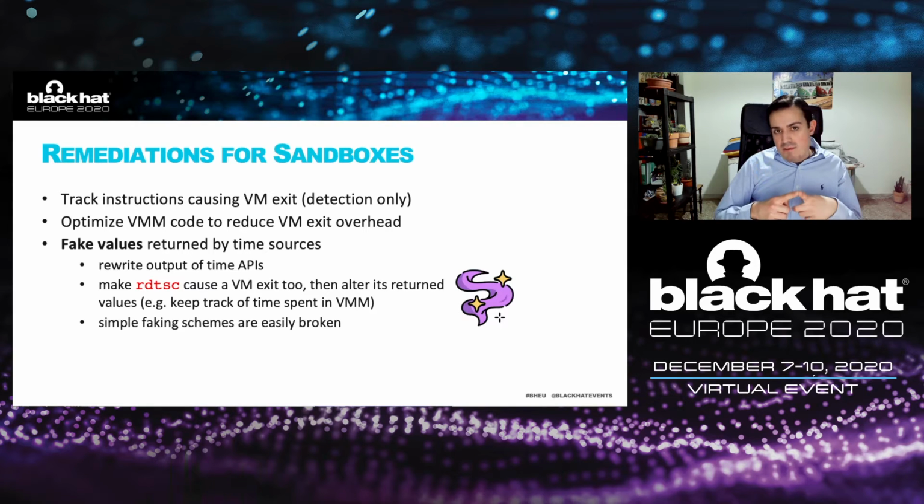And it's not enough to just hook the APIs and change the results. What you need to do is intercept the execution of the RDTSC instruction. You have to configure the virtual machine monitor to have a VM exit also for RDTSC, and you can keep track of the time that you spend in the VMM, and you can subtract this time from the values that RDTSC is returning during the execution.